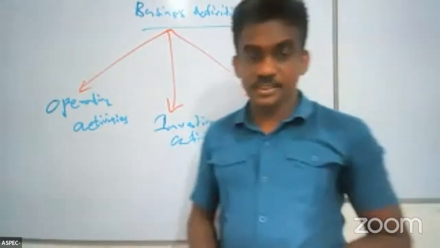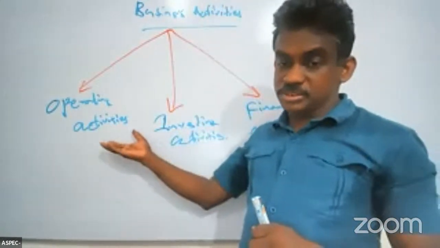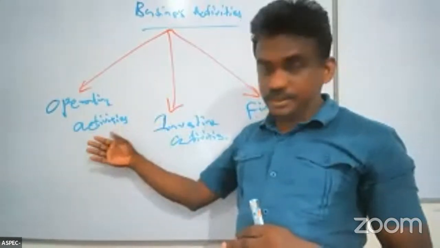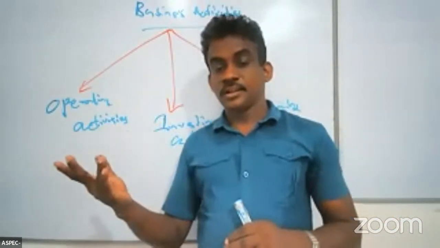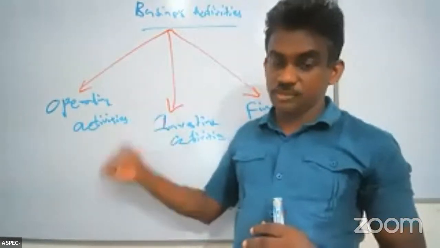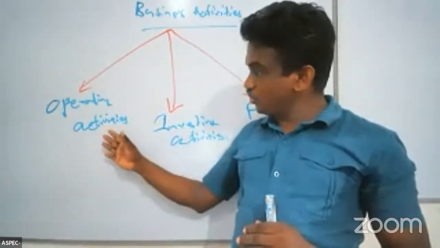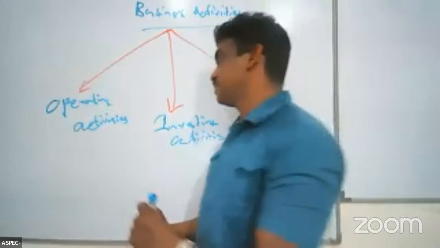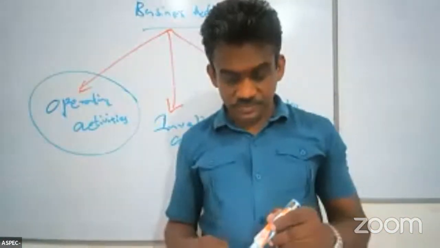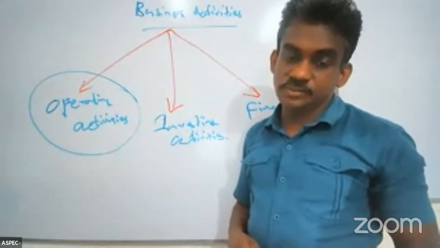Under operating activities, there are activities directly related to the business providing goods and services. Manufacturing, selling, transportation, advertising, distribution, storage, promotion are operational activities. Under operational activities, we can say there are so many activities. What are they?